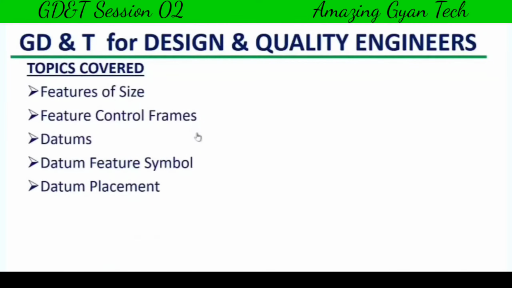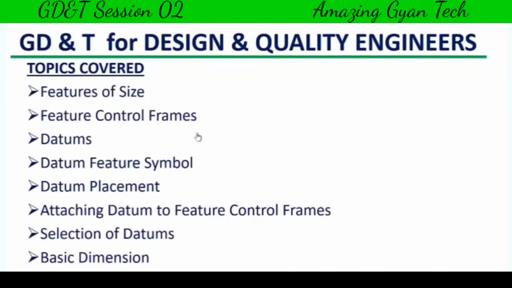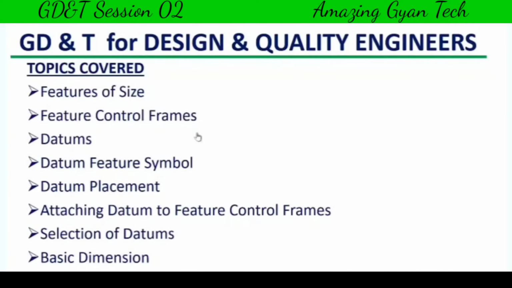Datum placement: how we are going to place the datum symbols and attach datums to the feature control frames. Selection of datums: the points to be considered for selecting the datums and on what basis we need to select them. Basic dimension and geometric characteristics in GD&T.